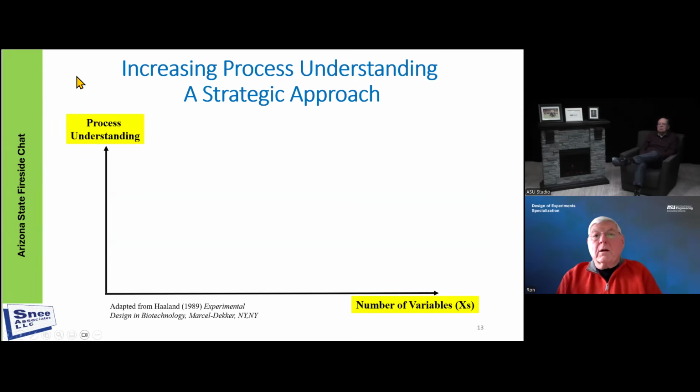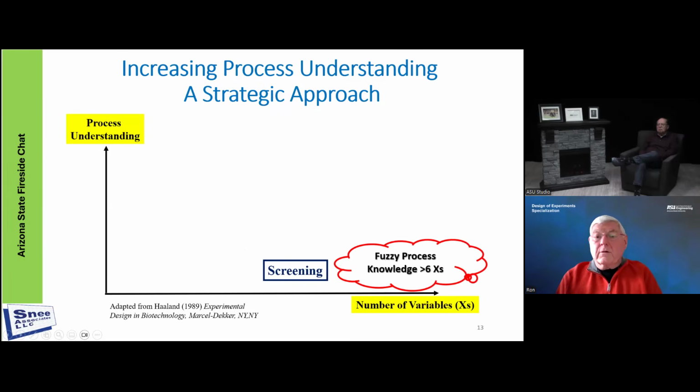An important part of all of this is process understanding. And process understanding is a function of the number of variables. And so you have to think in terms of that. If you're in the situation where you have more than 6, which we talked about a moment ago, you have fuzzy process knowledge. This is in a screening situation.